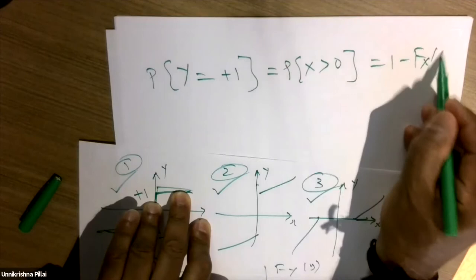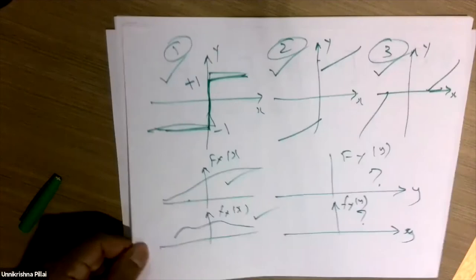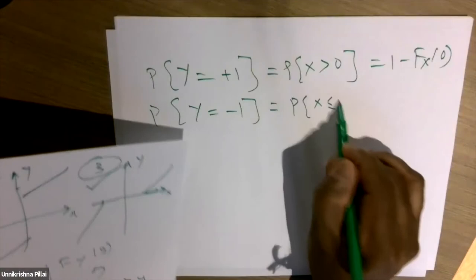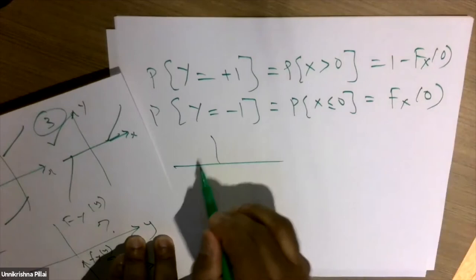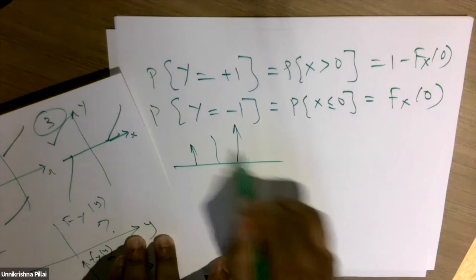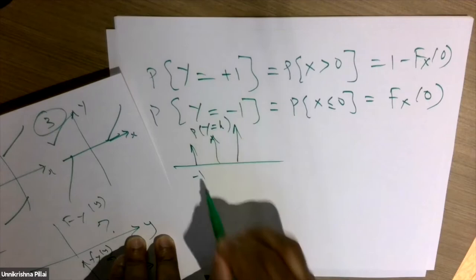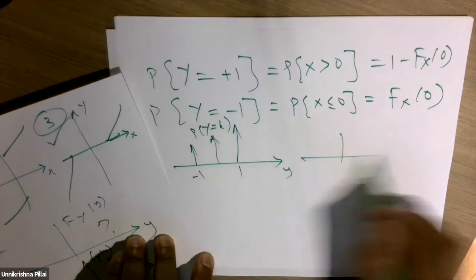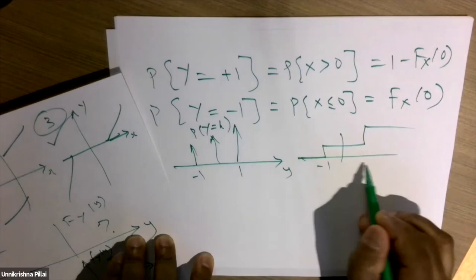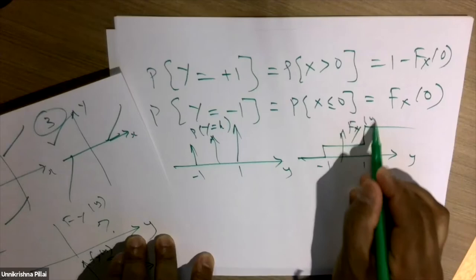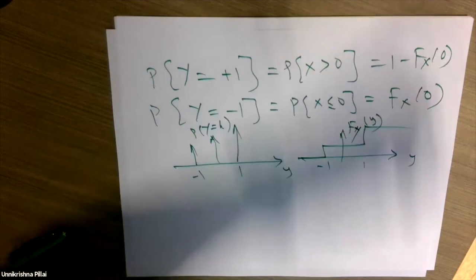And when will y be minus 1? Look at the graph again. When x is less than or equal to 0, that's the distribution function of x at 0. So this is easy. This has got two impulses. That's like a coin tossing problem. This is the probability of y equal to k. Y only takes minus 1 and plus 1. So that's the density function. If you want the distribution function, it will look like this, right? Because you integrate this. Any questions? Let me look at the next problem.